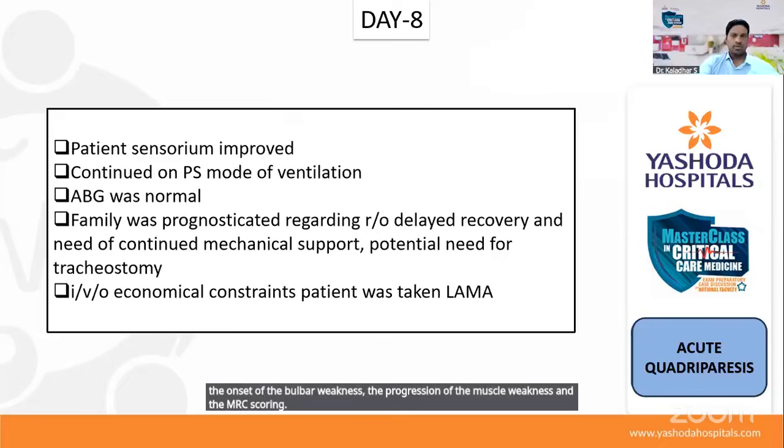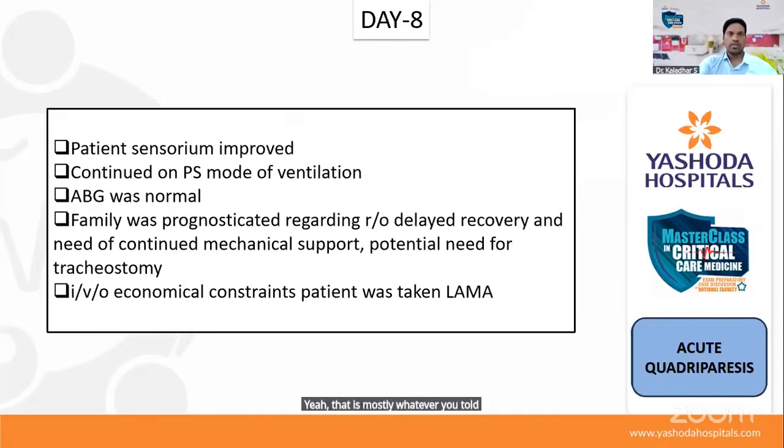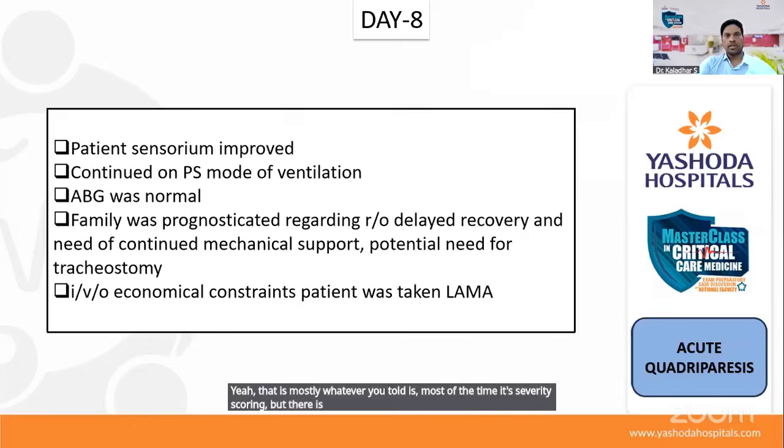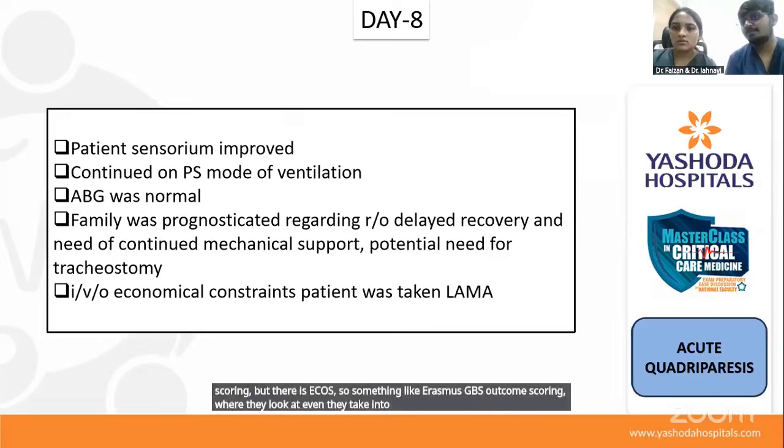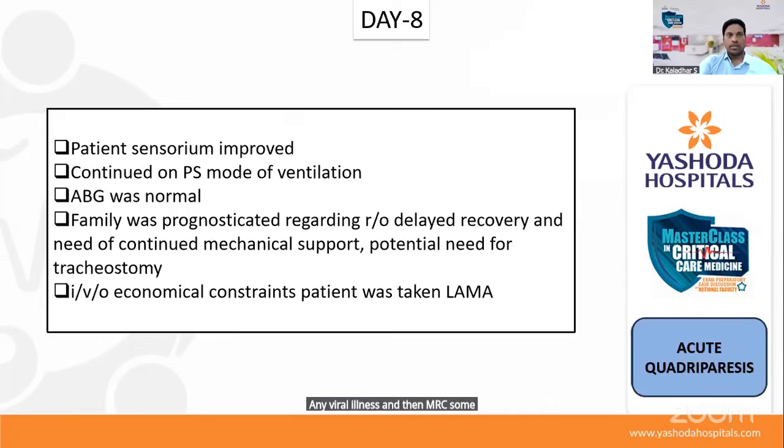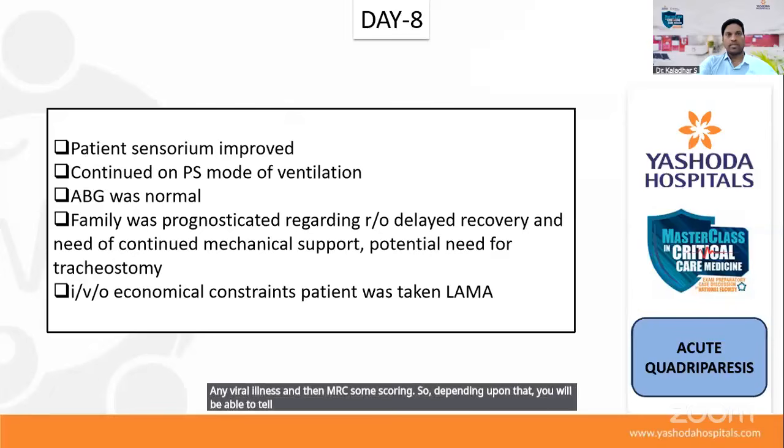Yeah, that is mostly severity scoring, but there is EGOS. So something like the Erasmus GBS Outcome Score, where they take into consideration the age of the patient, any diarrheal illness, and then the MRC sum score. So depending upon that, you will be able to tell how likely the patient is going to die.